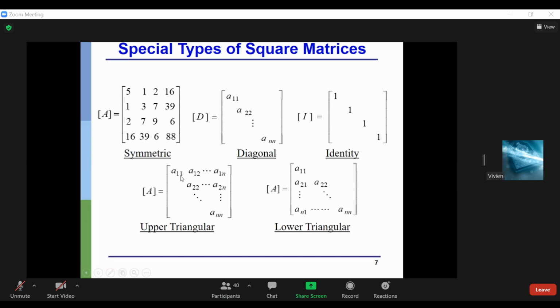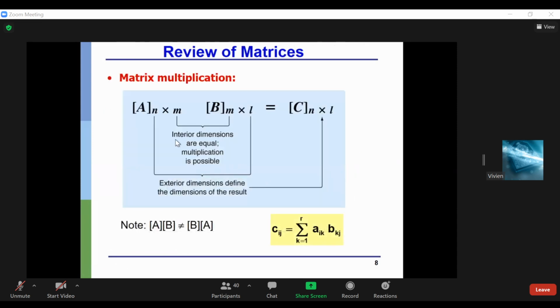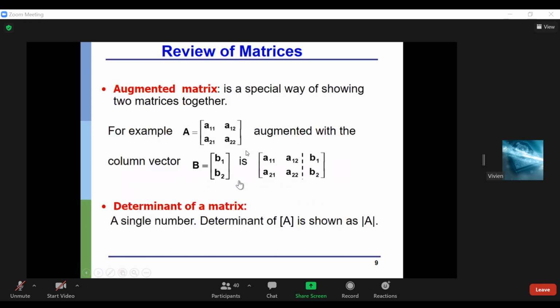And we have the upper triangular matrix. So this is the upper triangular matrix and the lower triangular matrix. So we have those terms already, so now we will continue on matrix multiplication. We have learned about this before. This is just to remind you that if we have a multiplication of matrix A multiplied by matrix B, the result will not be equal if we multiply matrix B with matrix A. And how to perform the matrix multiplication, we will not discuss again because we have learned that before.